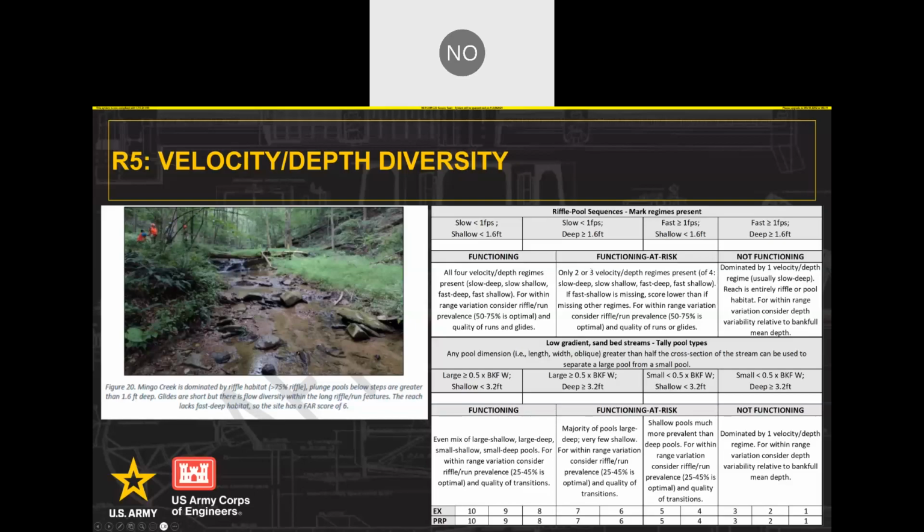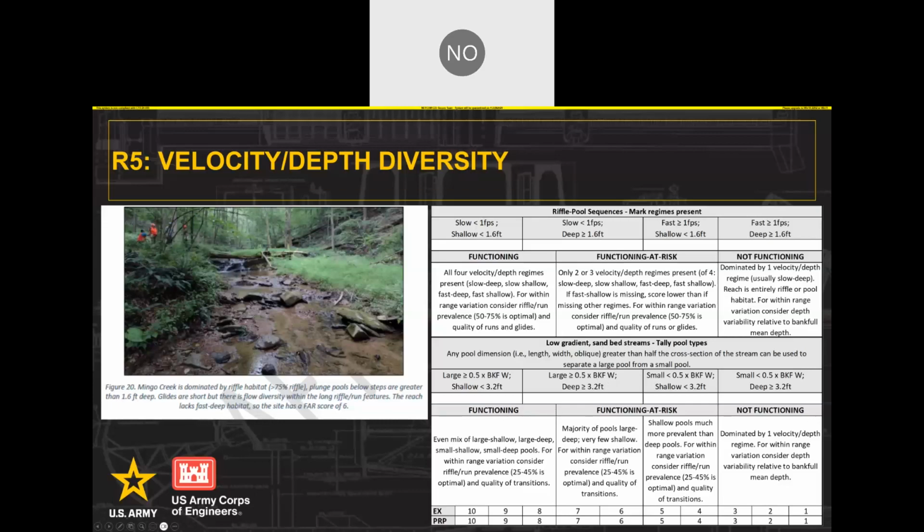A lot of folks ask, why was 1.6 feet considered deep, or 3.2 in the coastal plain? Those are biologically based. We reached out to the folks that created the original RBP, and that is where they find the best macroinvertebrates when they were doing sampling, was in streams that at least had those features somewhere that had that depth to them.